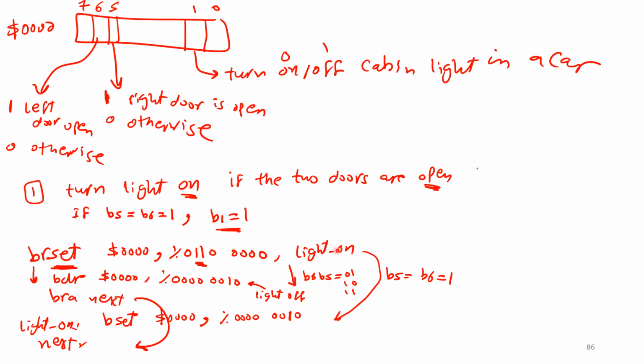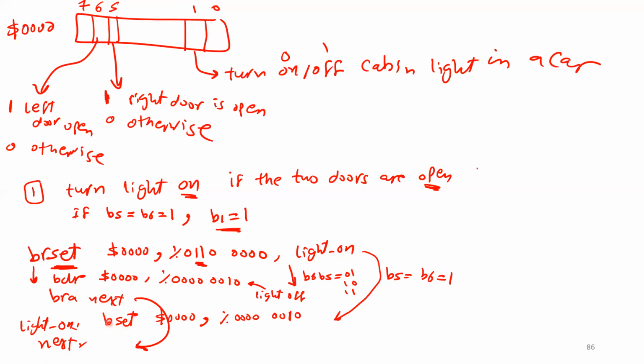So I'm going to come here. Once I come here, what should I do? I have to turn the light on, so I do bit set, storing 1 in this bit. What if I come here? Now I have to turn the light off because the two doors are not open. So I'm going to use bit clear, and then put 1 here so that you can turn the light off. If the two doors are open, I'm going to come here. Otherwise, anything else, I'm going to come here to turn the light off using bit clear to manipulate this bit.